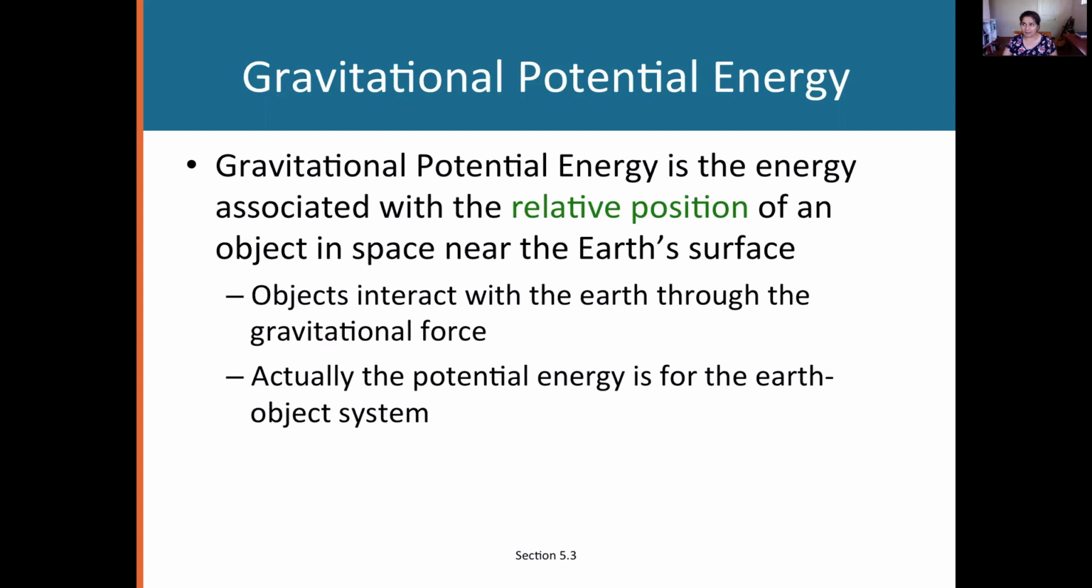And we can define any position, any configuration, as our zero potential energy. It's common to take that zero potential energy at, say, the surface of the Earth, where we're standing. So if we lift an object above the surface of the Earth, it automatically gains gravitational potential energy.